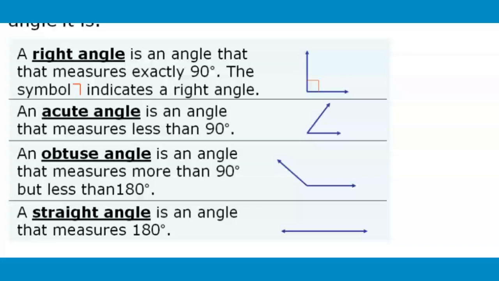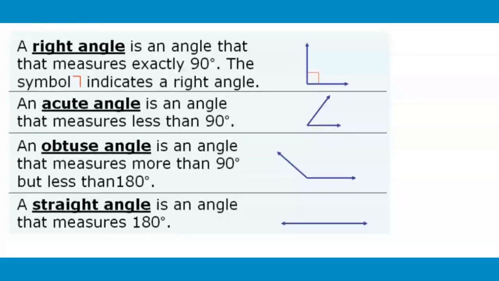An angle that is 180 degrees, the bottom one here, is a straight angle. It forms a straight line, but there is an angle there. If I had a point here, we could show that that angle is 180 degrees. Four angles that you should already know.